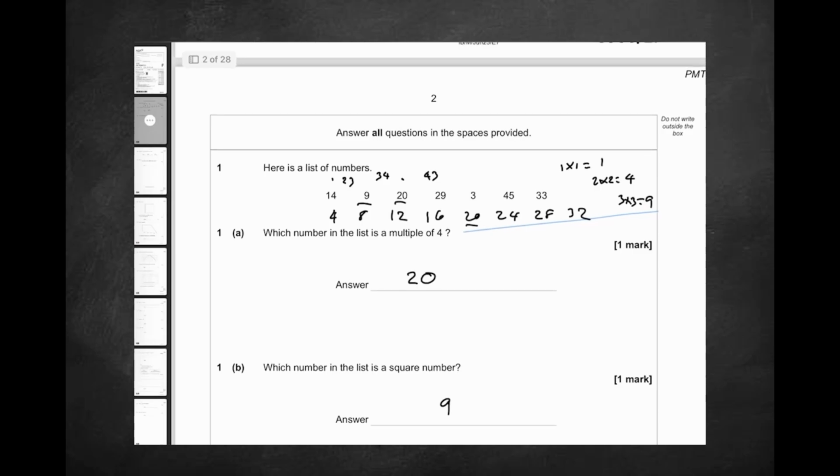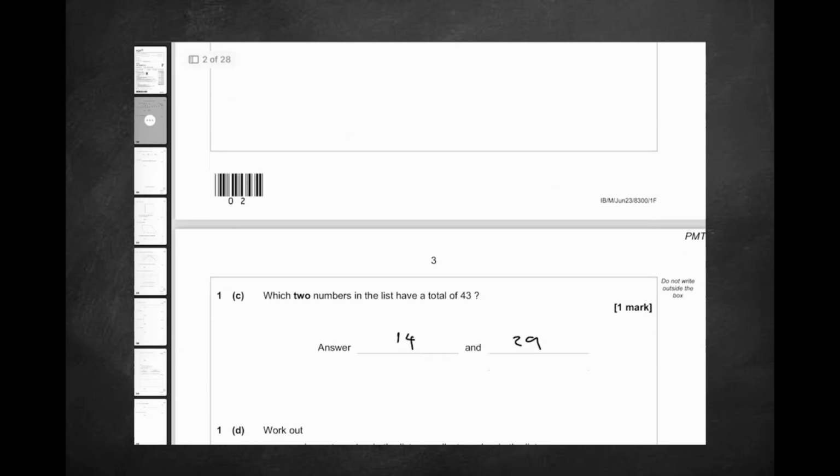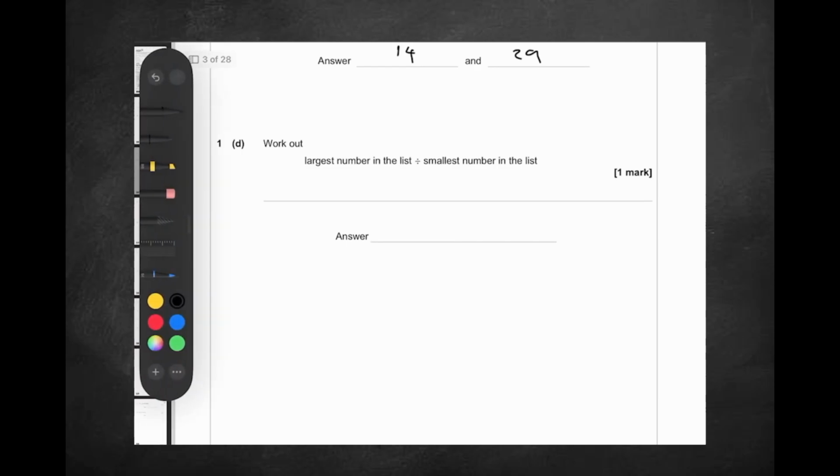Part D. Work out the largest number in the list divided by the smallest number in the list. The largest number we have is 45, and the smallest number we have is 3. So we're going to have 45 divided by 3, which is just 15.